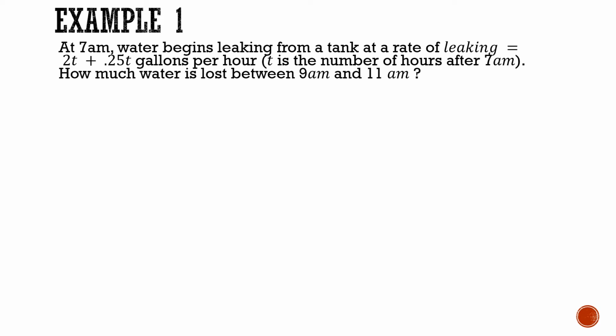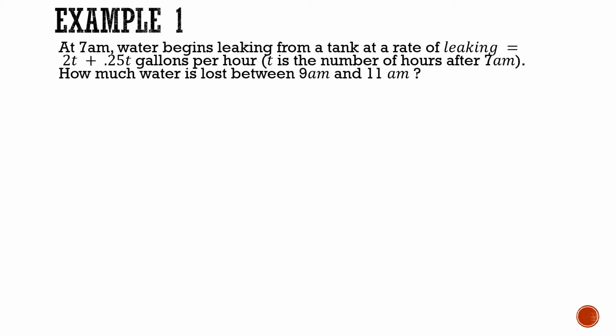All right, so our first example, it says at 7 a.m. water begins leaking from a tank at a rate of leaking equal to 2t plus 0.25t gallons per hour. t is the number of hours after 7 a.m. How much water is lost between 9 a.m. and 11 a.m.?